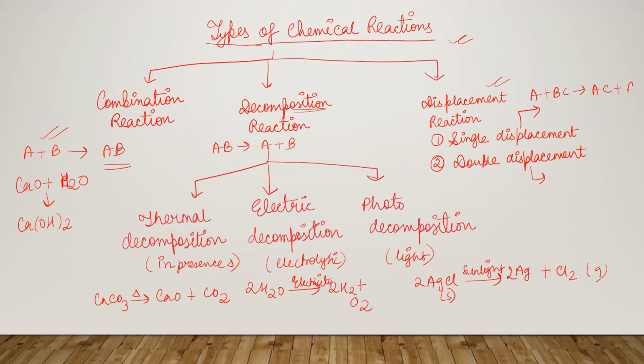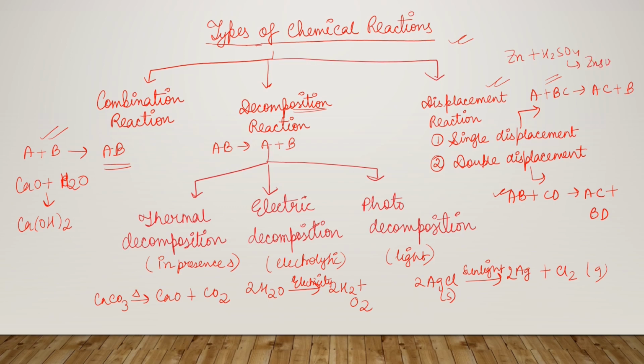Next type is your displacement reaction. Now there are two types of displacement. See, A plus BC forms AC plus B. This is your displacement reaction. And when AB plus CD forms AC plus BD, this is your double displacement reaction.